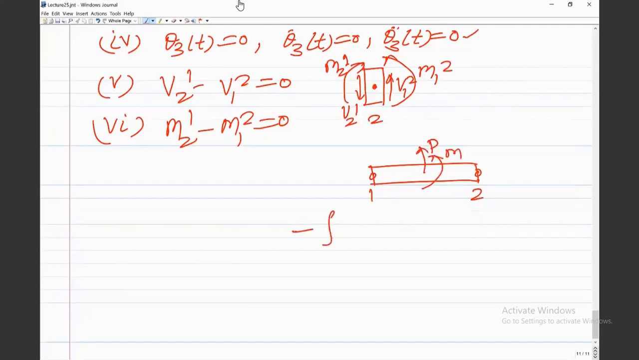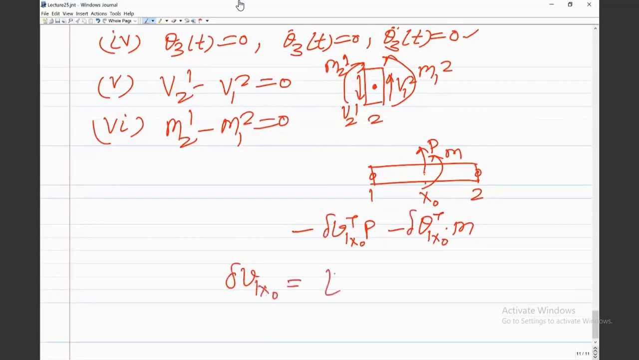without any integration, you can write, let us say, V transpose at this point, and let us say the coordinate is x0. So V x naught transpose into P, and similarly you will have theta transpose at x naught into M. So this will be the additional contribution. So in the virtual work you will have delta V and delta theta, and this delta V at x naught you will calculate from the shape functions.